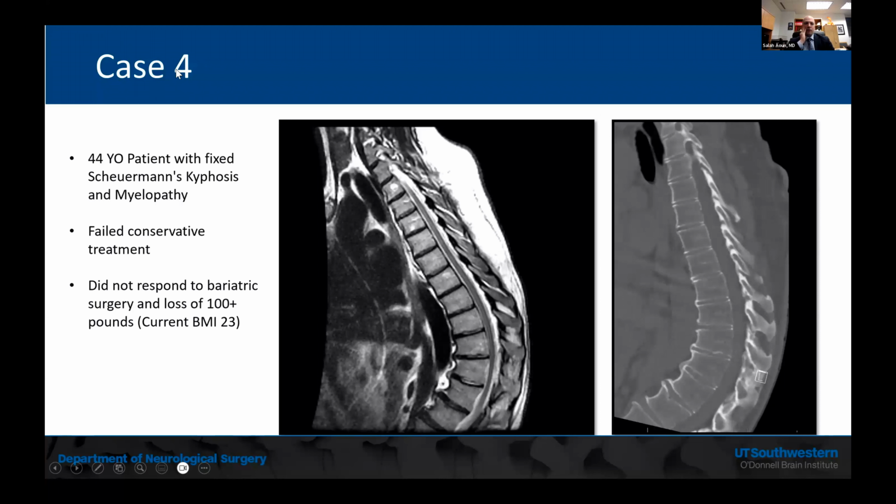This is a 44-year-old man who came to us from Mexico with severe Scheuermann's kyphosis. So he had congenitally wedged vertebrae at the apex of his thoracic spine. And he had borne this his whole life, but he came to us when the spinal cord draping over the spinal column became severe enough that he had myelopathic symptoms.